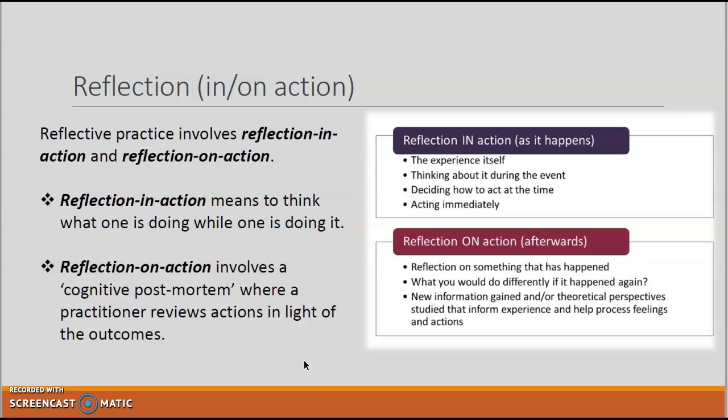So you'll learn this week these concepts of reflection in action and reflection on action. Reflection in action means thinking about what one is doing while you're doing it. As you observe individual end users testing out your prototype, you also reflect on what is happening while it's happening. Reflection on action involves what's called a cognitive postmortem, where a practitioner reviews actions in light of the outcomes. This is the after part of reflection: what did you actually learn?